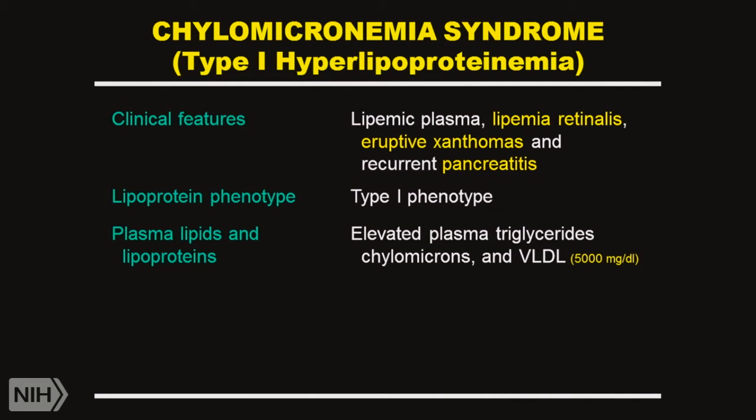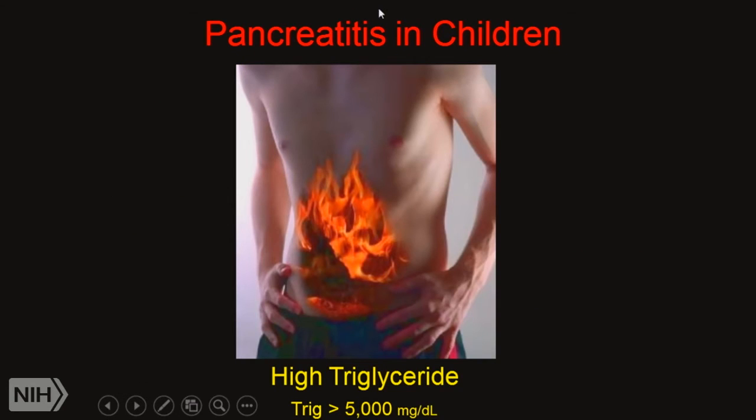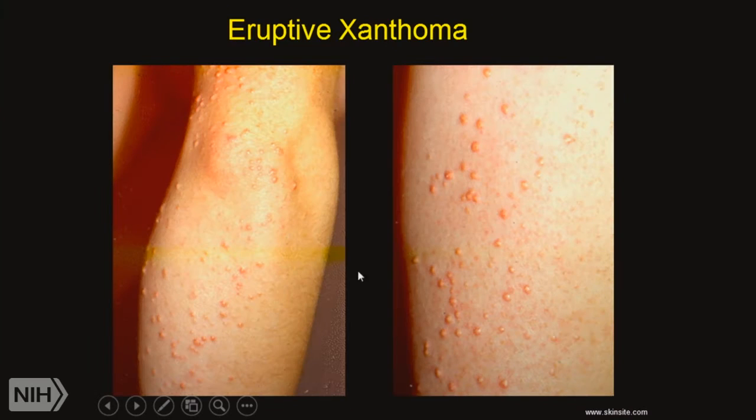And that's what we call eruptive xanthomas. And the outcome of very high triglycerides greater than 15,000 is pancreatitis. So pancreatitis will occur in a 2-year-old, in a 6-year-old, a 12-year-old, something that's life-threatening and certainly can kill them. These are the eruptive xanthomas that come out in crops.